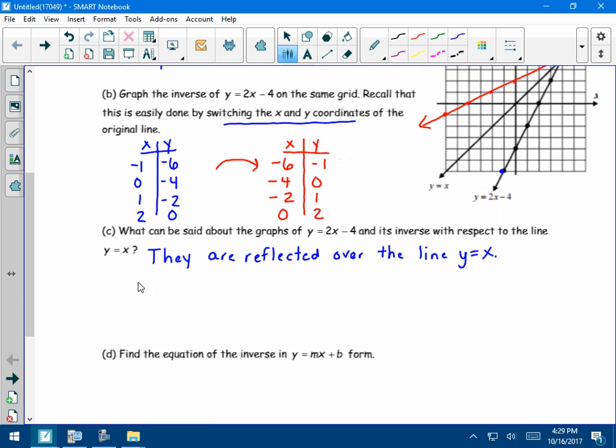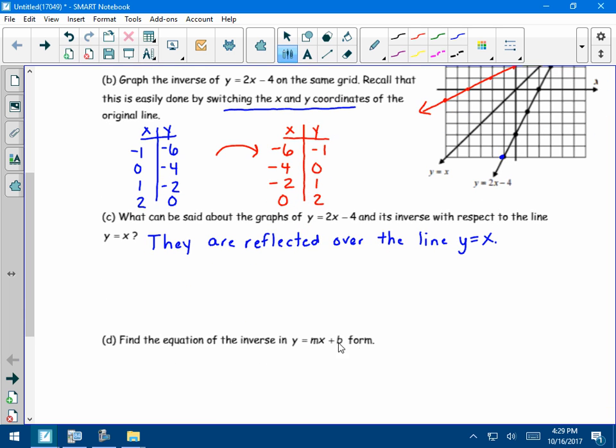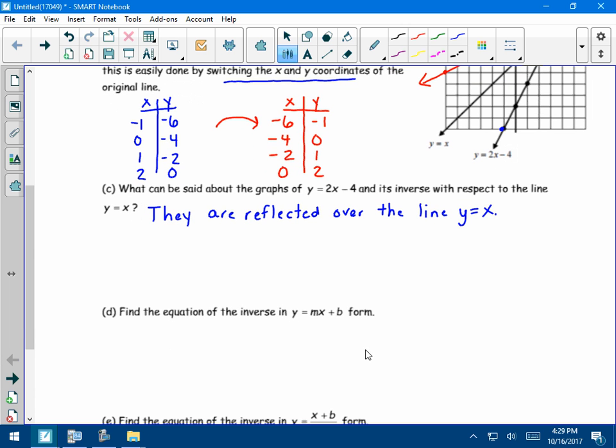Okay, next up it says find the equation of the inverse in y equals mx plus b form. So the inverse started as y equals 2x minus 4. That's what the original equation was. When I'm doing the inverse, I've got to first switch x and y. So x equals 2y minus 4. What's my goal after I switch x and y? I want to solve for y. So get y alone. So I have to add 4.